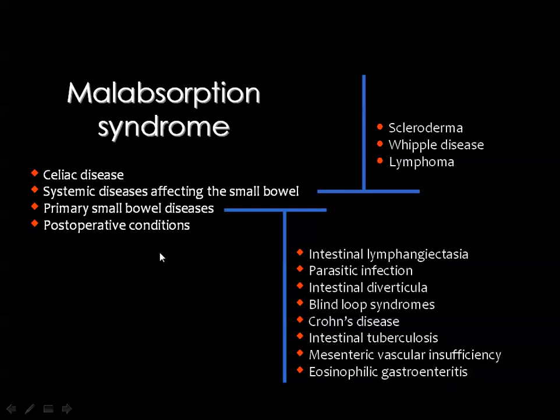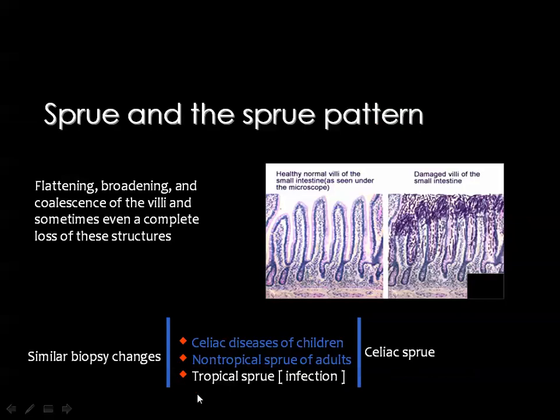Also, post-operative conditions like excision of a large part of the small bowel, and shunting operations between the small bowel loops may result in malabsorption. And we have to say that sprue is known previously as the original representative or the original description of the malabsorption syndrome.